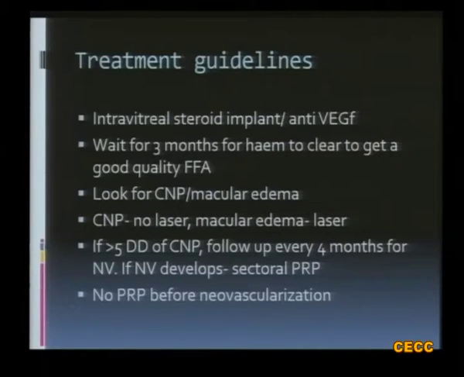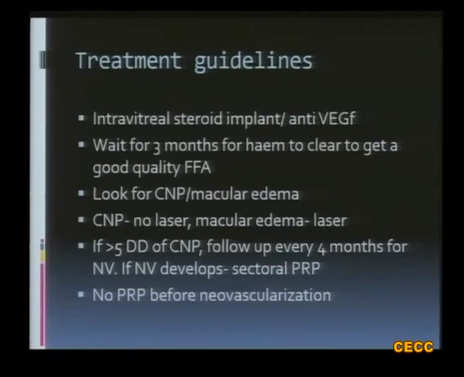Initially, if you find that there's a macular edema on OCT or FFA or both, then you give an intravitreal steroid or an anti-VEGF. Wait for 3 months, allow the hemorrhages to clear up, and then you look for any areas of CNP or macular edema. If there is a macular edema, do a laser, and you may combine it with an anti-VEGF or steroid. If there are CNP, then no laser.